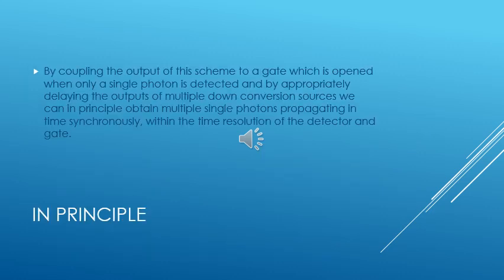Of course, this scheme exists in principle, so by coupling the output of the scheme to a gate, which is open when a single photon is detected, and by appropriately delaying the outputs of multiple down conversion sources, we can, in principle, obtain multiple single photons propagating in time synchronously within the time resolution of the detector and the gate.